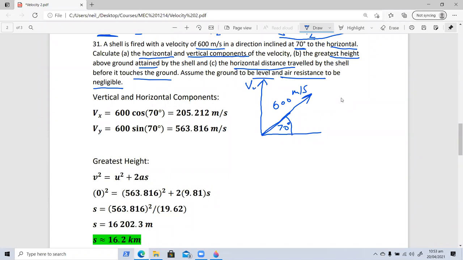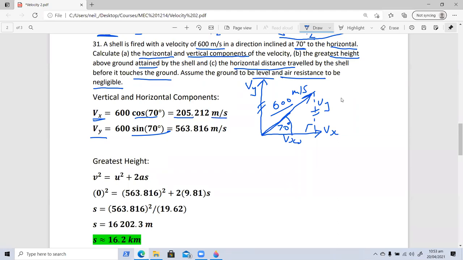That's called Vy and Vx, right? Vertical and horizontal. Or we can just look at it in terms of a right angle triangle, right? Where this is Vy as well. So using sine and cosine, the opposite Vy is equal to 600 sine 70. And Vx is equal to 600 cosine 70.